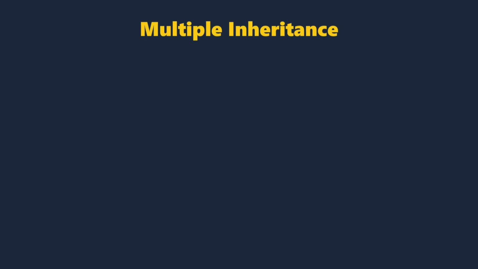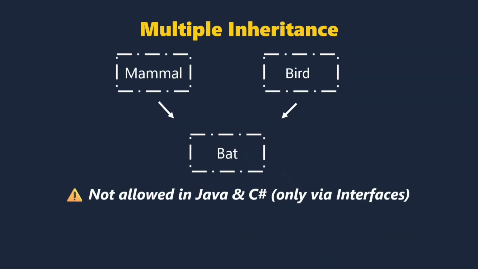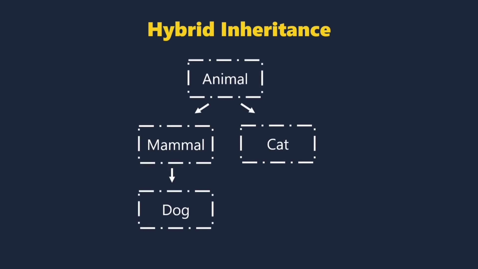Multiple inheritance. One class inherits from multiple parents. Example, a class bat inherits from both mammal and bird. But note, in Java and C#, multiple inheritance with classes is not allowed because of the diamond problem. Instead, they use interfaces. Hybrid inheritance, a mix of the above types.